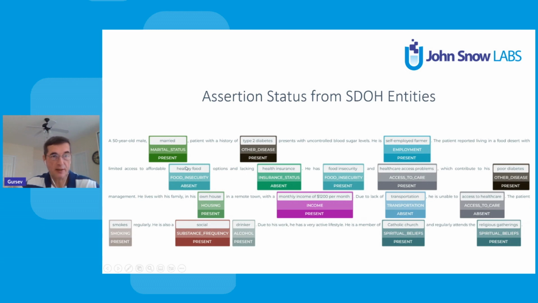And the other one is healthy food. It's labeled as food insecurity by the NER model. But the absent is, let's say, the game changer here. The assertion model labeled it as absent, because you can see that there is limited access to affordable healthy food. So assertion models are sometimes quite important. If you don't use them, you're going to get a CSV file with all these entities, but some of them are, as you can see, not even present.